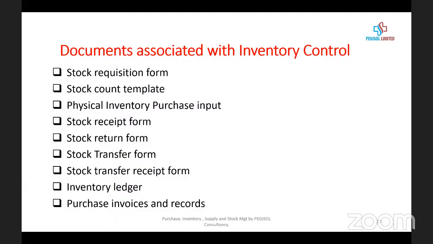So let's look at this aspect. What are the documents associated with inventory control? If you must have a good inventory control system, what are the documents that are associated? One, stock acquisition form. Two, stock count template. Three, physical inventory purchase input, stock receipt form, stock return form, stock transfer form, stock transfer receipt form, inventory ledger, stock invoice and record.